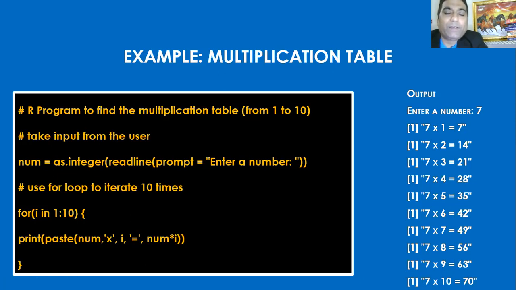Because the multiplication table starts from 1 to 10, so for i in 1 to 10, where 1 is the first value and 10 is the last value. Okay, and print, it will print num times i. See the output: 7 1s are 7, 7 2s are 14, 7 3s are 21, and like that it will print up to 70.